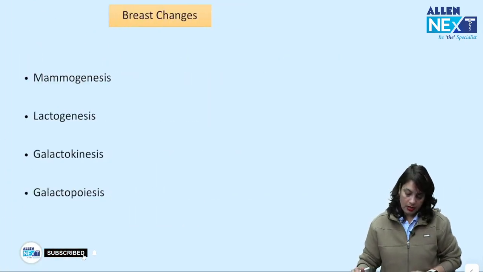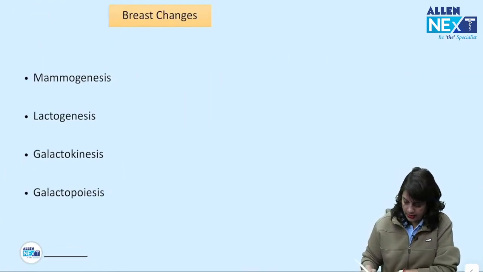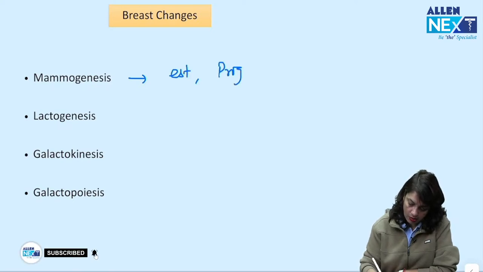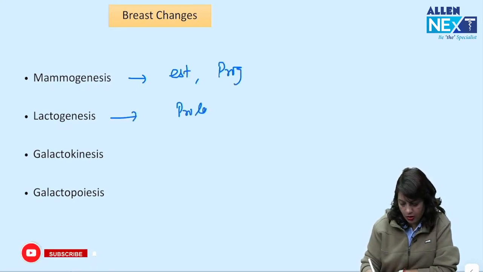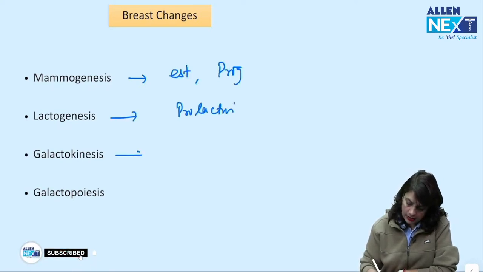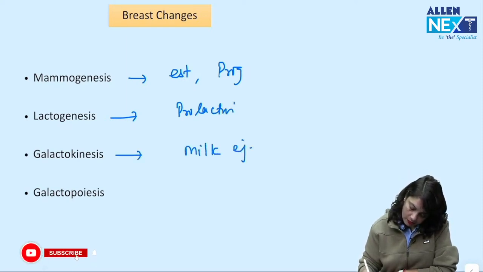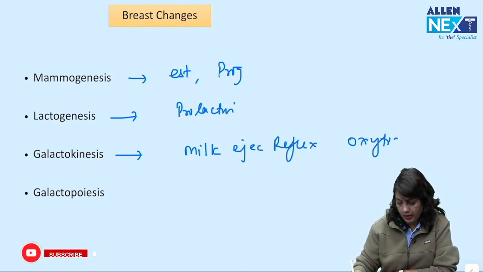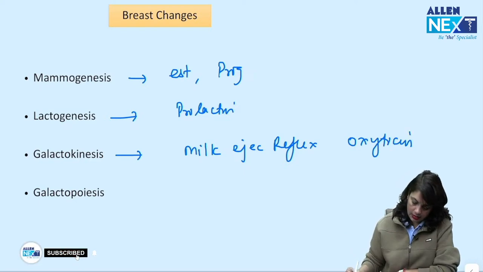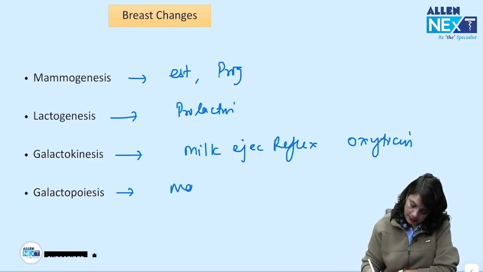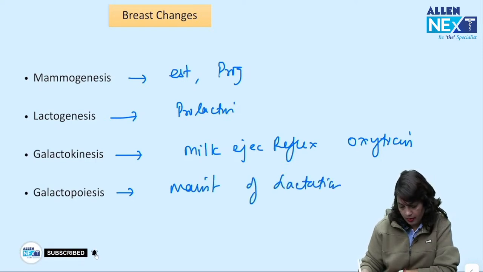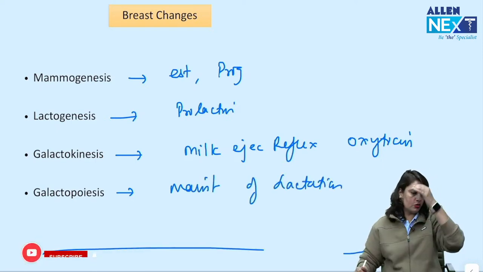Okay. Breast changes: mammogenesis is caused by estrogen and progesterone. Lactogenesis is caused by prolactin. Galactokinesis is milk ejection reflex caused by oxytocin. Galactopoiesis is maintenance of lactation. Okay, so remember this.